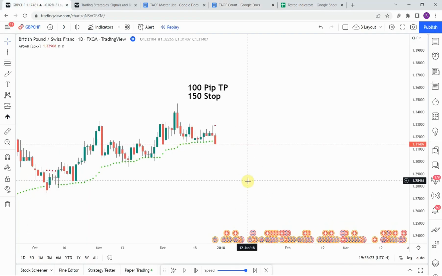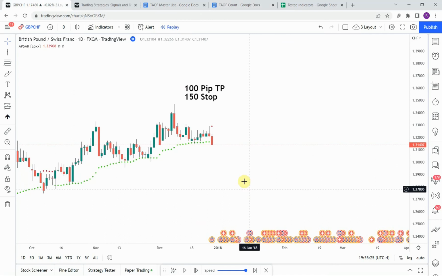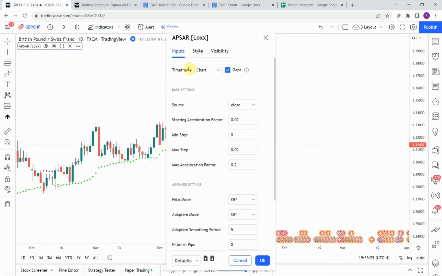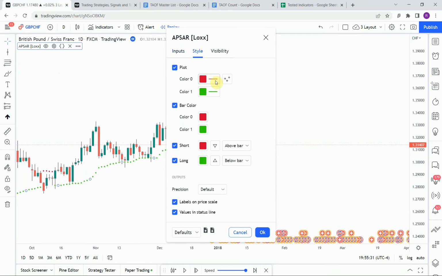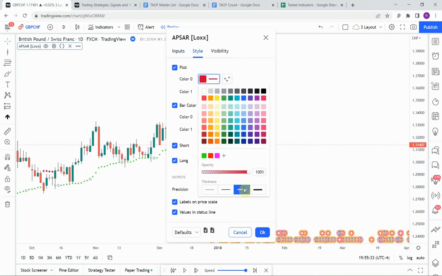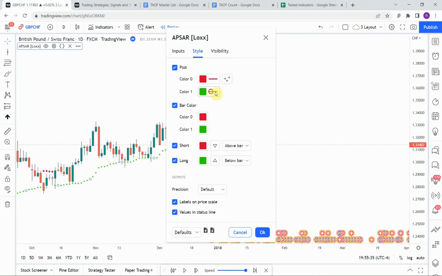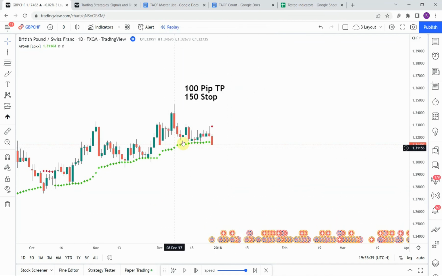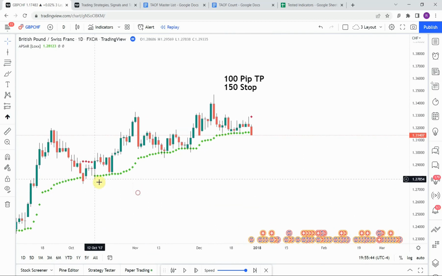Okay, so today's indicator is the adaptive parabolic SAR. You can kind of see it here on screen. I think what we can do is go in here and maybe bump up the size of these a little bit. Makes it a tad bit easier to see our crosses there. So we have green crosses or X's and red crosses or X's.